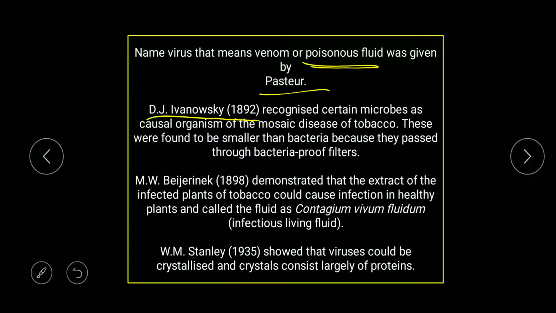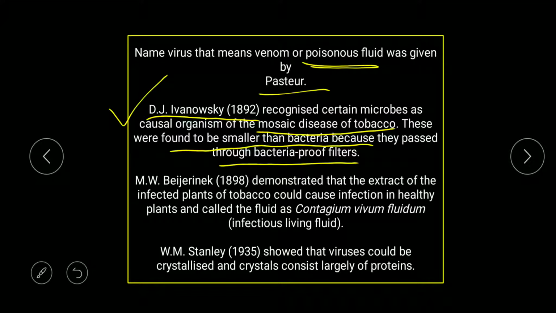D.J. Ivanovsky first came in 1892, and he recognized a certain microbe as the causal organism of the mosaic disease of tobacco. What they found is that in tobacco there is a mosaic disease, with colored patches of different colors, and he recognized that a certain microbe is responsible. They passed these microbes through bacteria-proof filters, so they found that these are smaller than bacteria. So they found microbes responsible for mosaic disease in tobacco, and these microbes are smaller than bacteria. That was given by Ivanovsky.